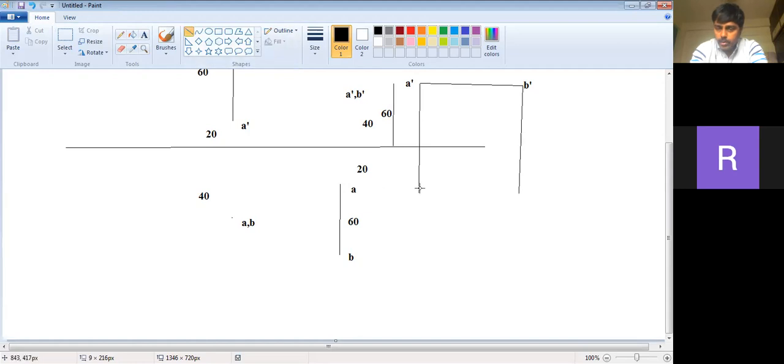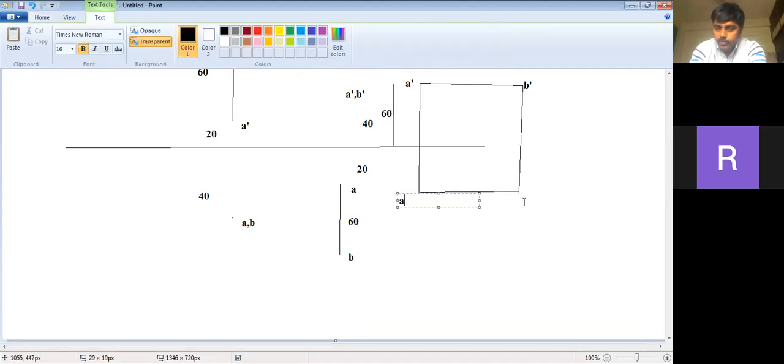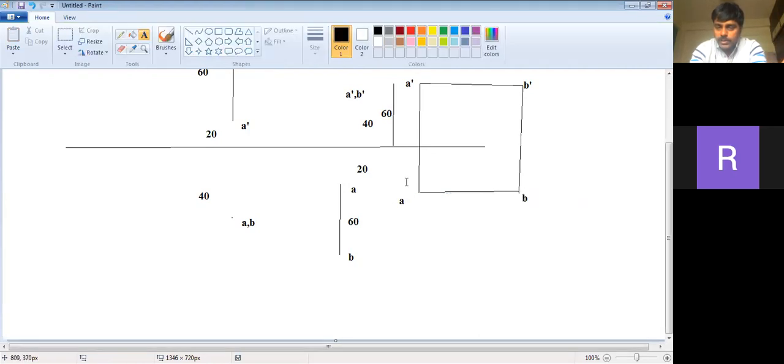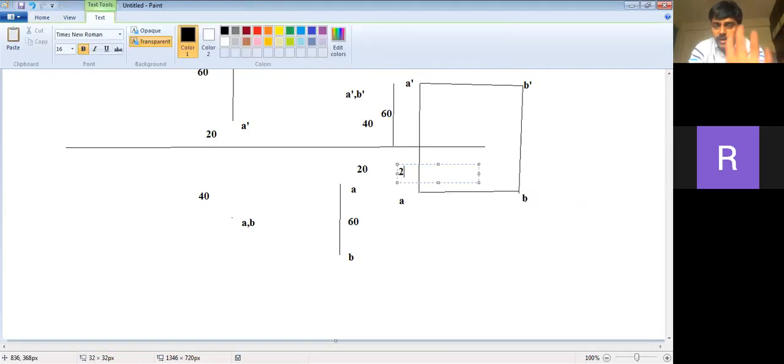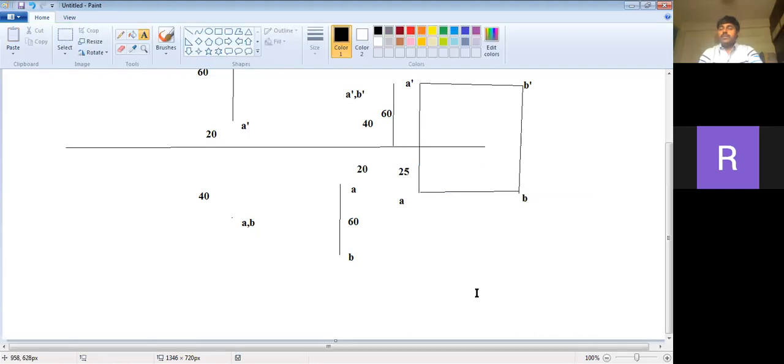This way we are going to mark. Now give the naming. Here I'm going to give the A point, here I'm going to give the B point, like this. How much height, how much distance it is? It is 25 in front of VP. This way, very simple.